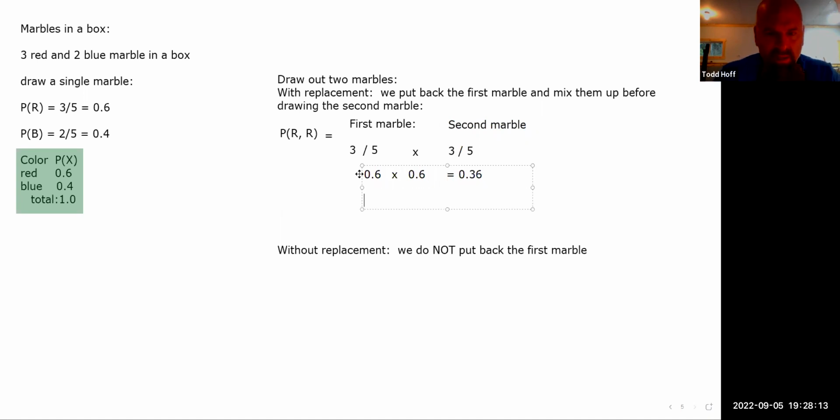Here, the result of the second marble is independent of the result of the first marble.